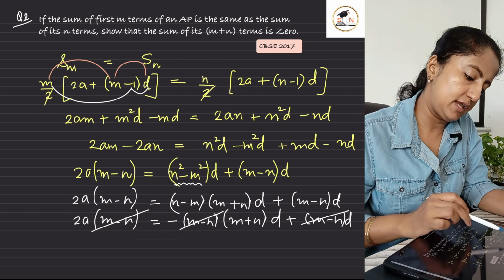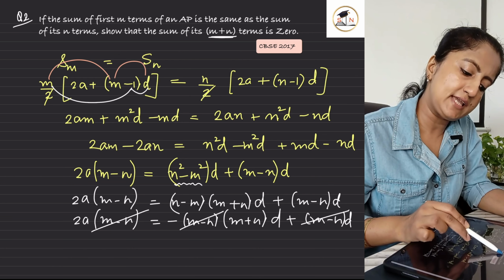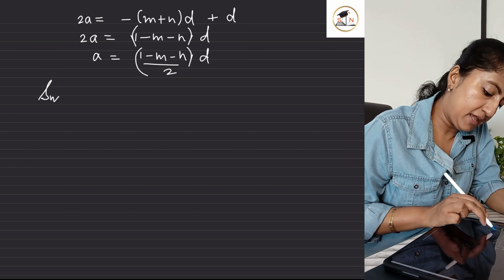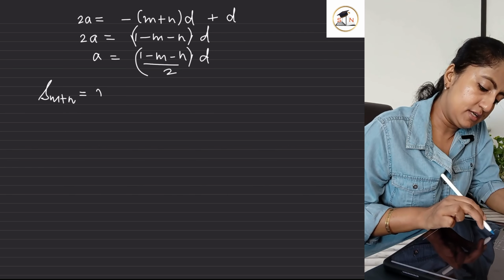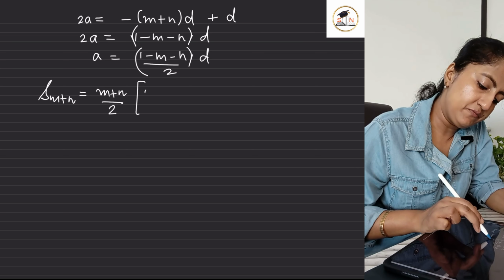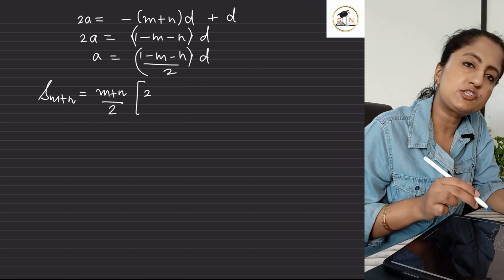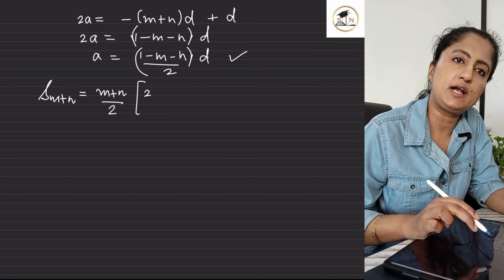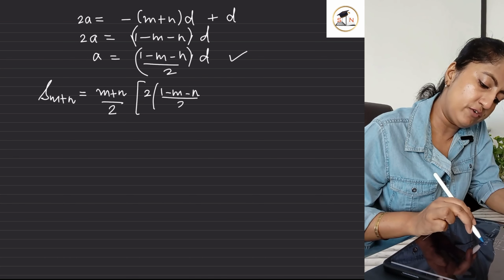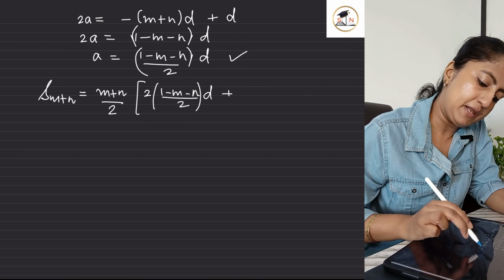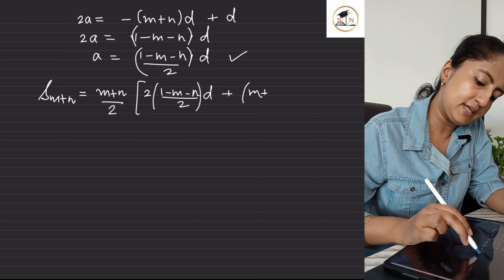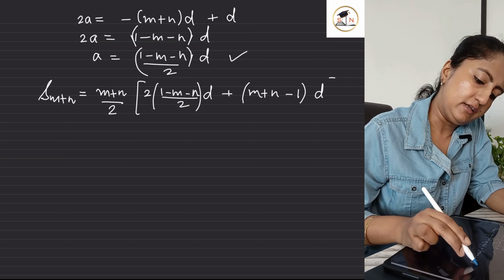Now, the question was asking, show that the sum of its m plus n terms is 0. Now, we have to expand for S m plus n. And let's start doing that. It becomes m plus n divided by 2. In brackets, we have 2a. So now in place of a, I am going to substitute this relation which we had just established. So this is (1 minus m minus n) over 2 times d, times 2, plus n minus 1 times d. Now in place of n, I am writing m plus n minus 1 d.